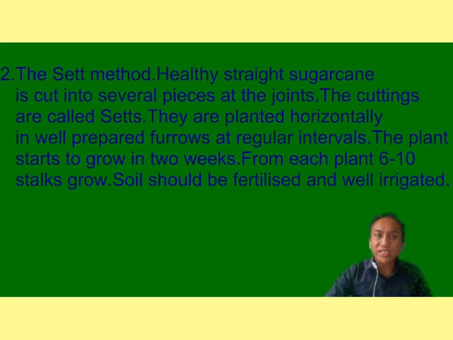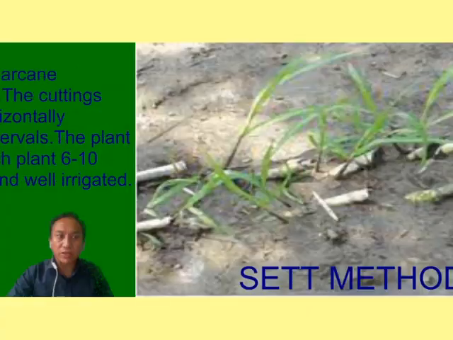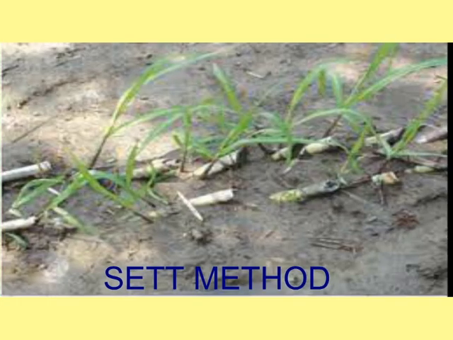So this is the second method of sowing or planting this crop. That is the set method. So you can just look there. It's cut into different sections and then planted horizontally in the ground. And from these joints, we have plants sprouting up when a new sugarcane plant starts to grow. So this method is called the set method.